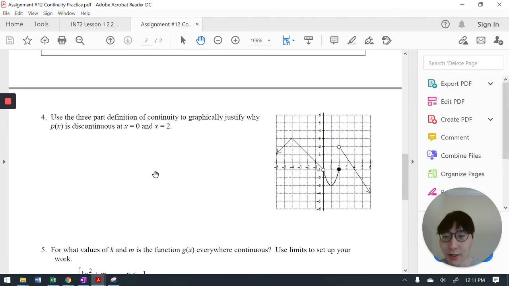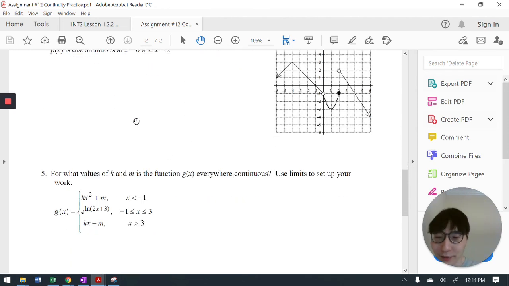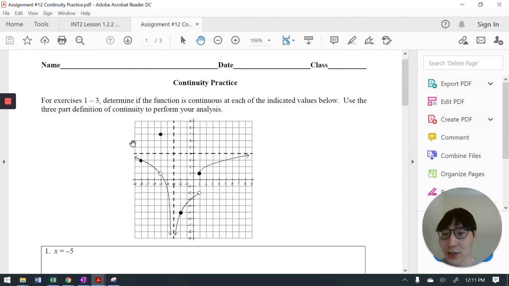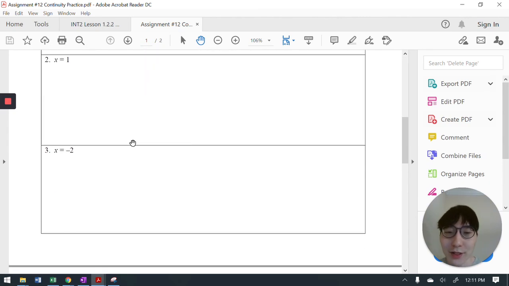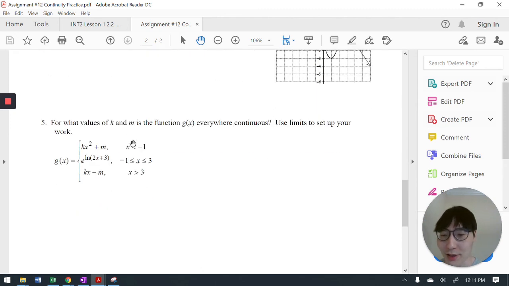And then here, use the three-part definition of continuity to graphically justify why p of x is discontinuous at x equals 0, which is this hole here, and x equals 2. Graphically we can already see there's a disconnect there, right? But use the three-part definition to prove that, which means you have to tell us which of the three conditions it violates, or does not satisfy. Number 5 is similar to numbers 6 and 7.